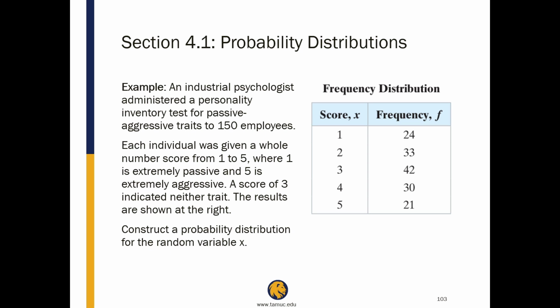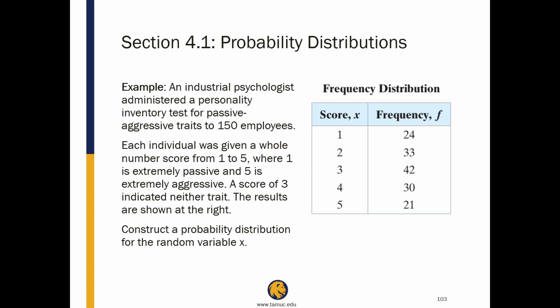Let's look at this frequency distribution. It has scores and frequencies to go with it. The description is: an industrial psychologist administered a personality inventory test for passive-aggressive traits to 150 employees. Each individual was given a whole number score from 1 to 5, where 1 is extremely passive and 5 is extremely aggressive. A score of 3 indicates neither trait. The results are shown in the table. We're going to construct a probability distribution for the random variable x. Okay, well, we've already got our frequencies laid out.